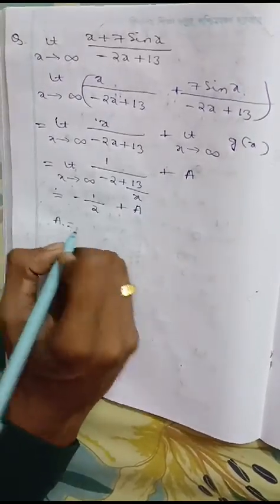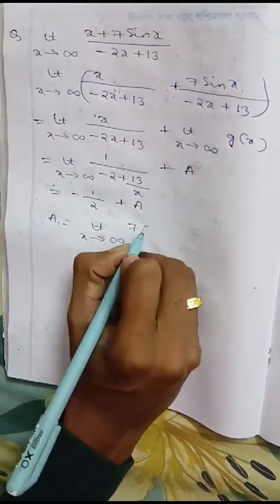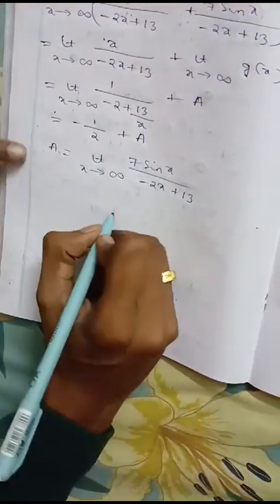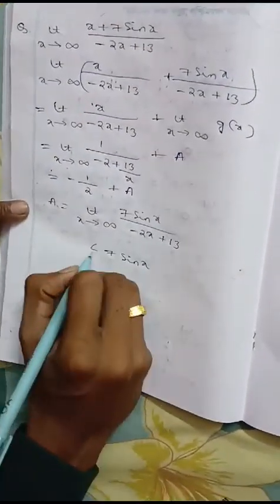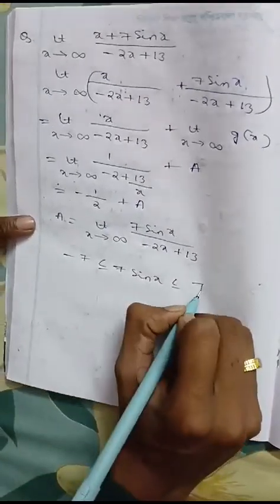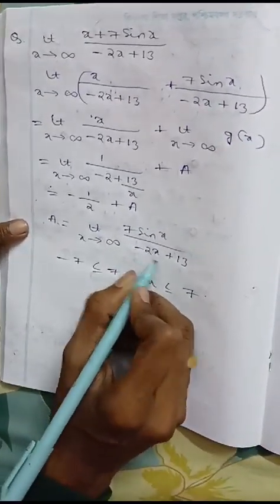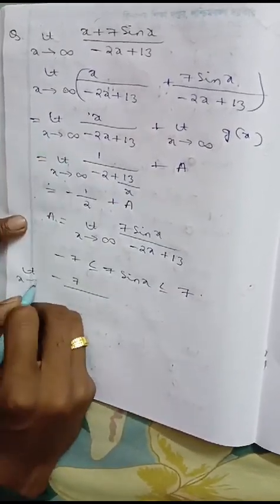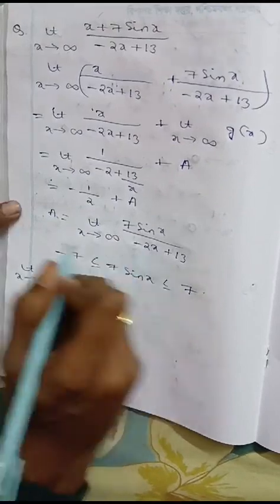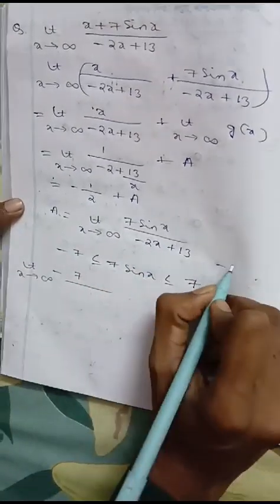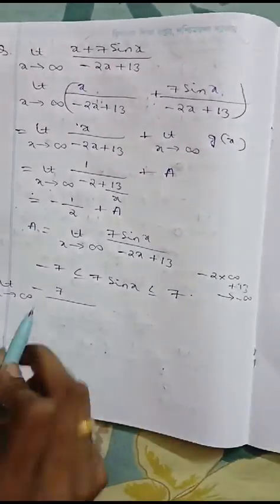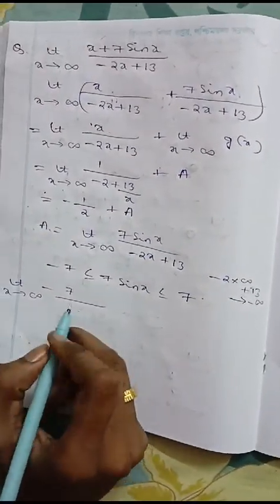What is a? A is the limit as x approaches infinity of 7 sin x upon minus 2x plus 13. Same thing here: 7 sin x ranges from minus 7 to plus 7. Now divide this by minus 2x plus 13. As x approaches infinity, minus 2 times infinity plus 13 will always tend to negative infinity. If you divide by a negative value, the sign is reversed.